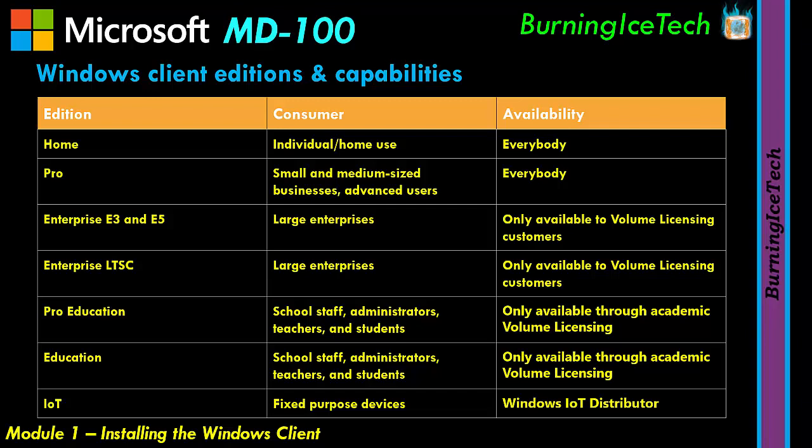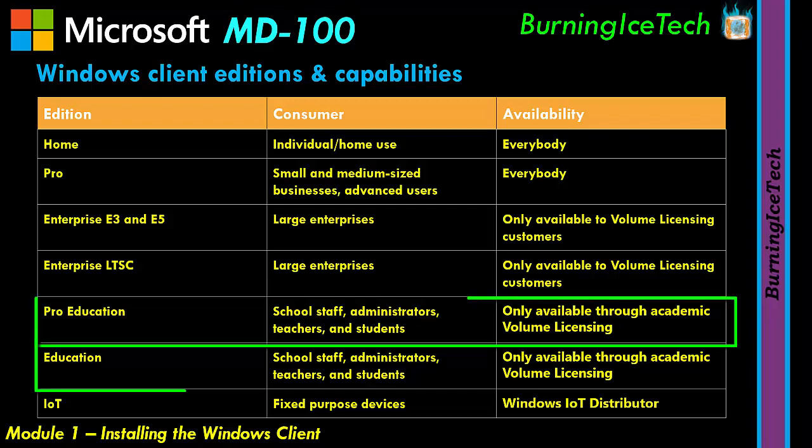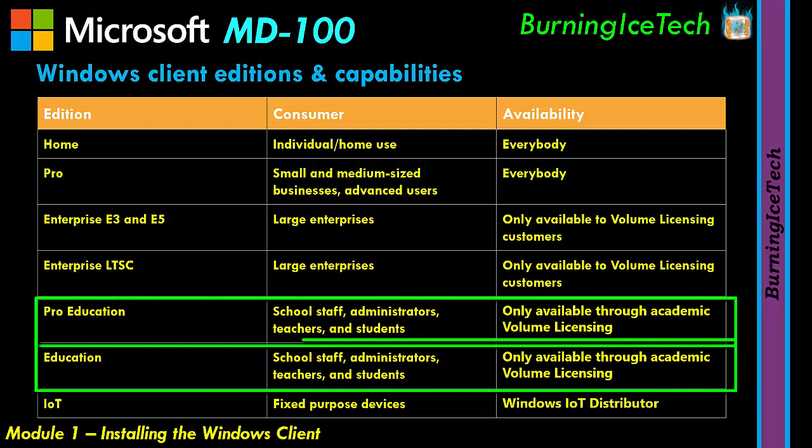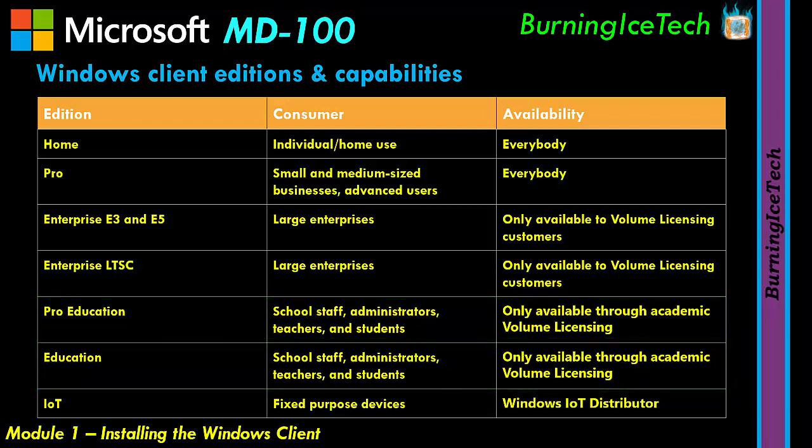Now, looking more down on our list here, we've got Pro Education and Education editions of Windows. These are for the most part the same as your normal Pro and Enterprise editions of Windows. Well, at least with features and all of that. So these are obviously now more aimed at school staff, administrators, teachers, students, and all of those, of course.